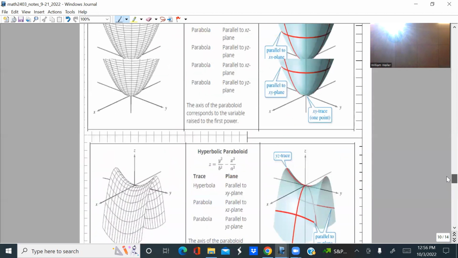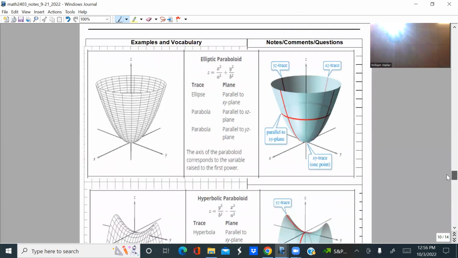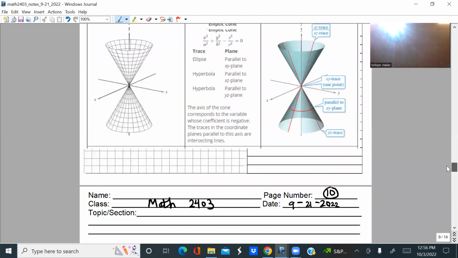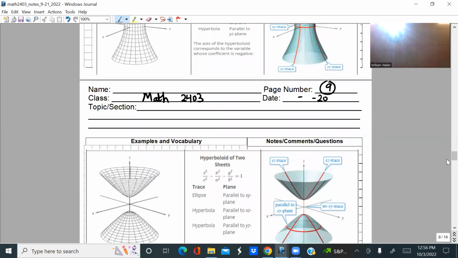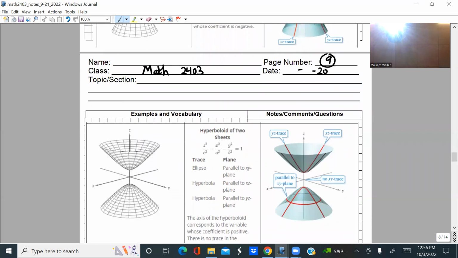It's not a paraboloid, right? Because all the variables are raised to the second power. So is it some sort of elliptical cone? Is it this one? No, that's got 0, right? So not that one. Let's go up. Is it this one? That one looks like it, doesn't it? So it looks like we have a hyperboloid there, right? It has one positive term, and then two negative terms, with the squares equal to 1. So you have a hyperboloid, and it looks like a hyperboloid of two sheets.